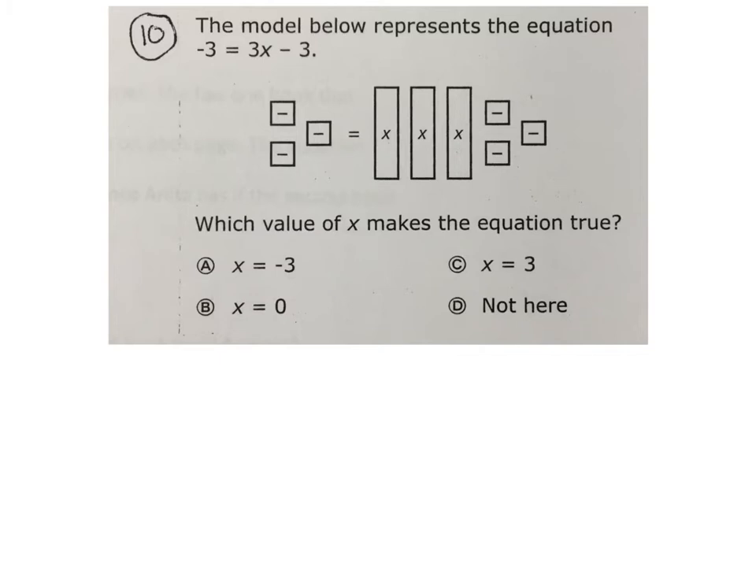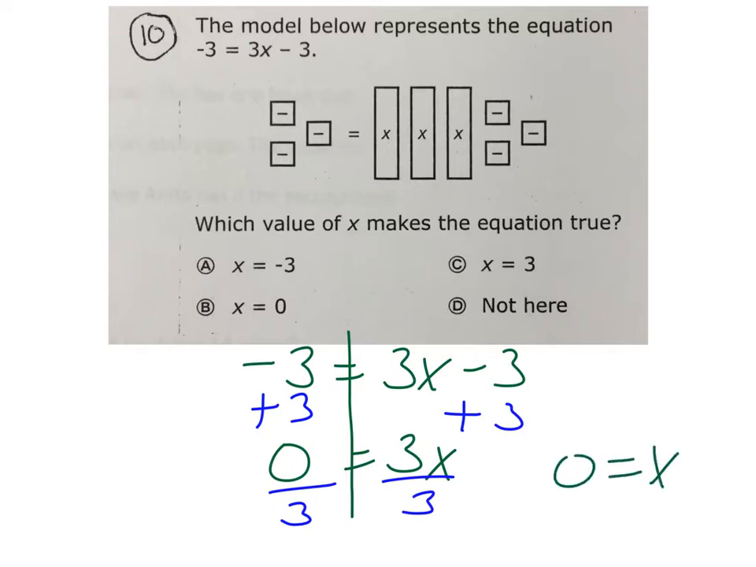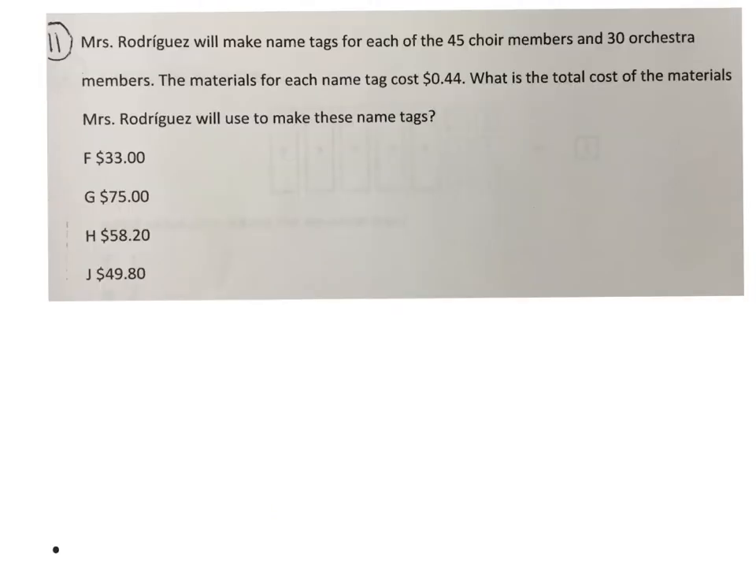Okay, you could use the model or the equation. If you use the equation, like most of y'all like to do, you would know to move away from your zombie. So that is plus 3 plus 3. That gets you 0 equals 3x. When you divide by the 3, that just gets you 0 equals x. So your answer is B.